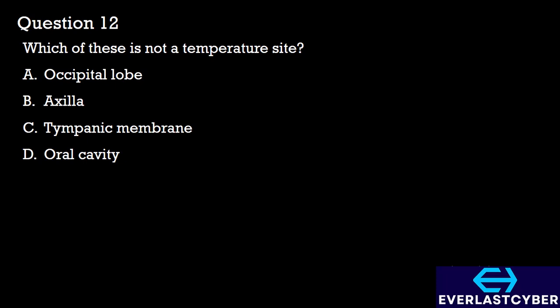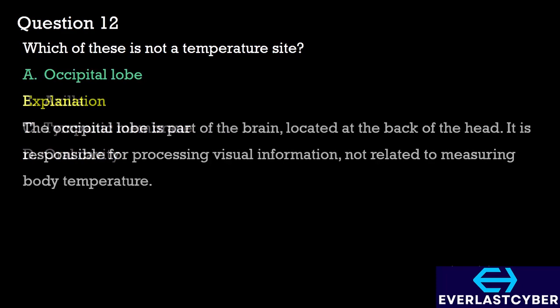So options B, C, and D are temperature sites. However, option A, the occipital lobe, is not a temperature site. It is a part of the brain, and it is located at the back of the head.